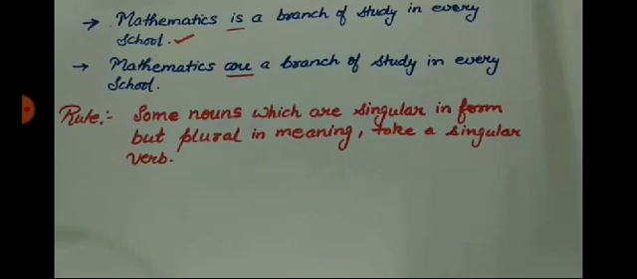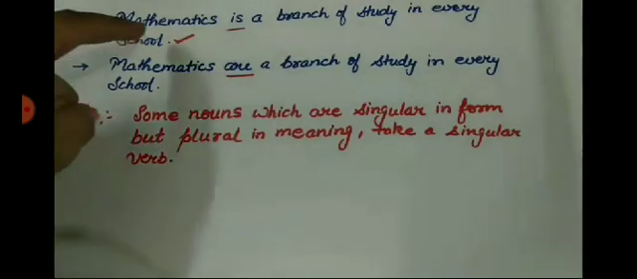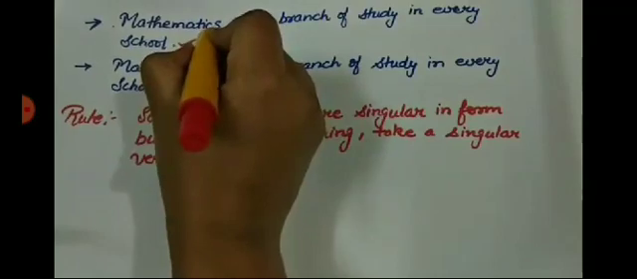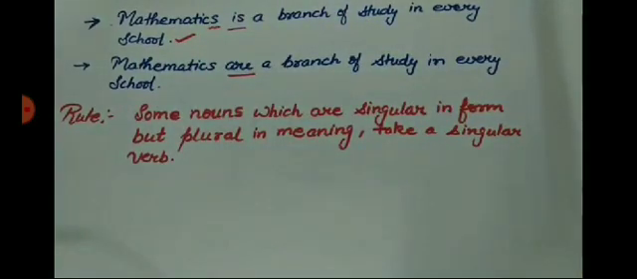Now, why have I used "is" here and why have I considered this one? See, some nouns which are singular in form but plural in meaning take a singular verb. Because here there is an "s" at the end, we consider it a plural word, but actually it is singular in form. So we have to use "is", a singular verb, according to subject-verb agreement. If my subject is singular, the verb should also be singular. So friends, "Mathematics is a branch of study in every school" will be the correct one.